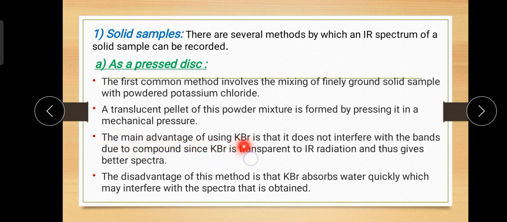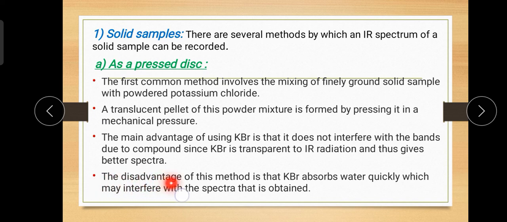The main advantage of using KBr is that it does not interfere with the bands due to the compound, since KBr is transparent to IR radiation and thus gives a better spectra. What is the purpose of the KBr? Why do we use the KBr? Because KBr does not interfere with the bands due to the compound, since it is transparent to the IR radiation, and we get the proper spectra of the given sample.